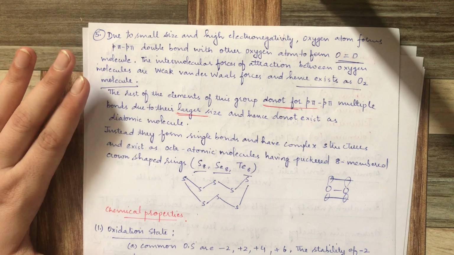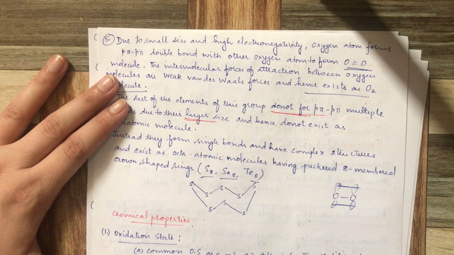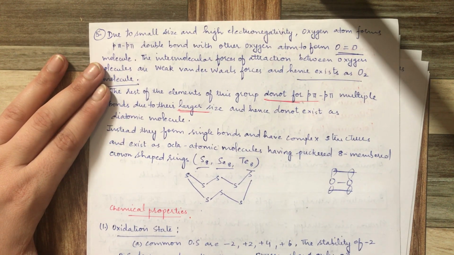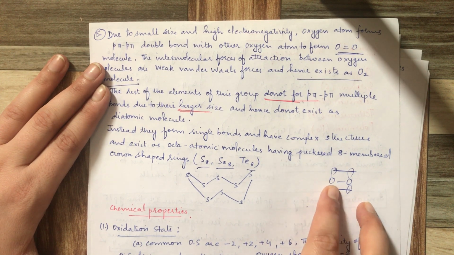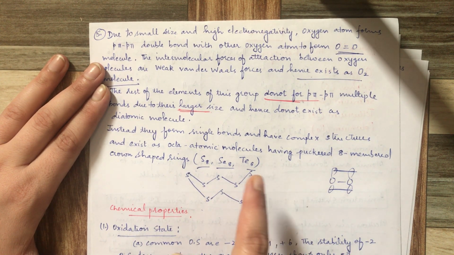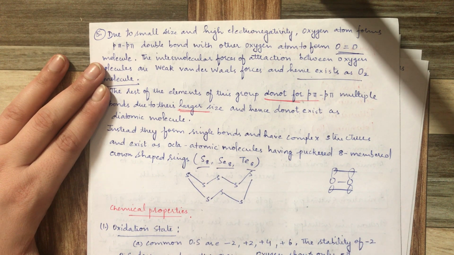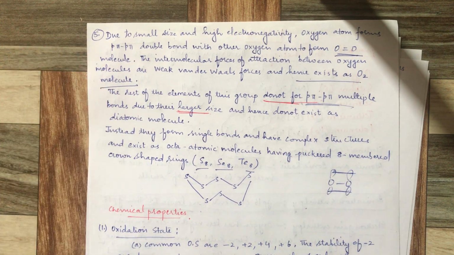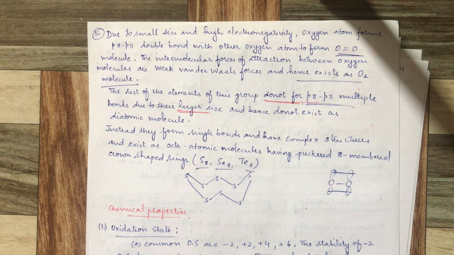So hence understood, right? Let me again repeat: the size of the oxygen atom is very small. Hence its 2p orbitals can show efficient sideways overlapping to form a p pi bond. But with the increase in the size of sulfur, selenium and tellurium, the size of the p orbitals is increasing. Hence they do not form efficient p pi multiple bonds. They simply form the single bond, right? Hence oxygen's melting and boiling point was lesser and sulfur's melting and boiling point was greater, right? I hope it is understood.